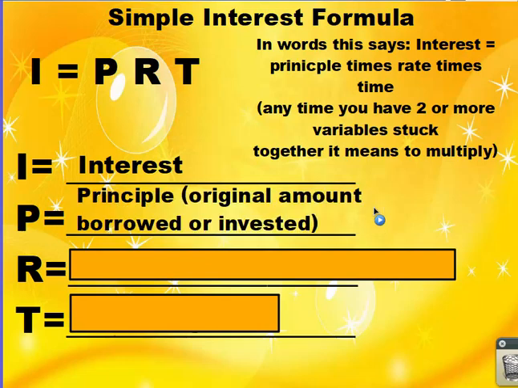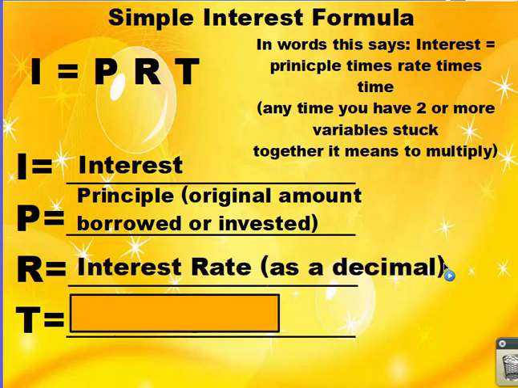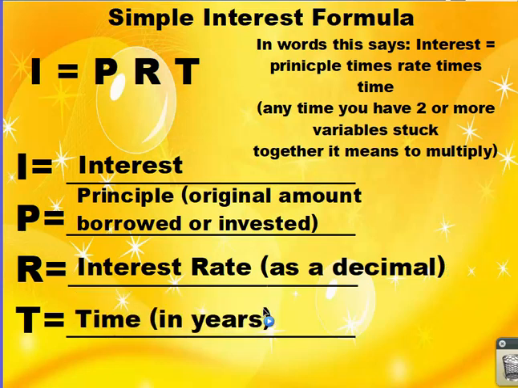Okay. Principal. The P stands for principal, and that refers to the original amount borrowed or invested. R stands for the interest rate. And this is normally going to come to you as a percentage. But in order for us to use it in a formula, we must have it as a decimal. And then T is time, and the time needs to be in years. Okay, so they may give you the time in months, and you may have to convert that into years.